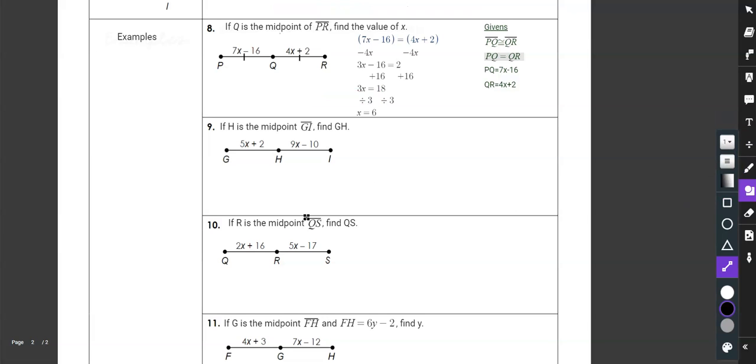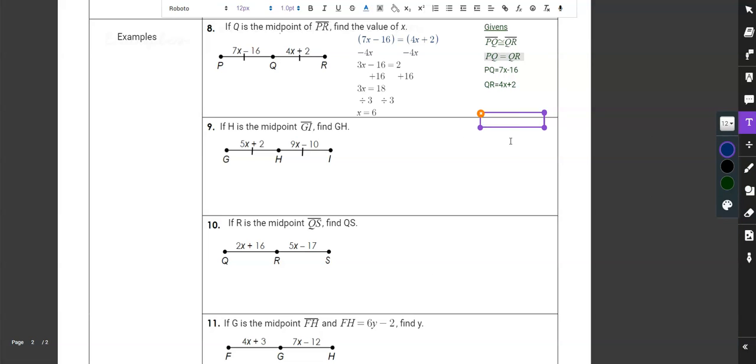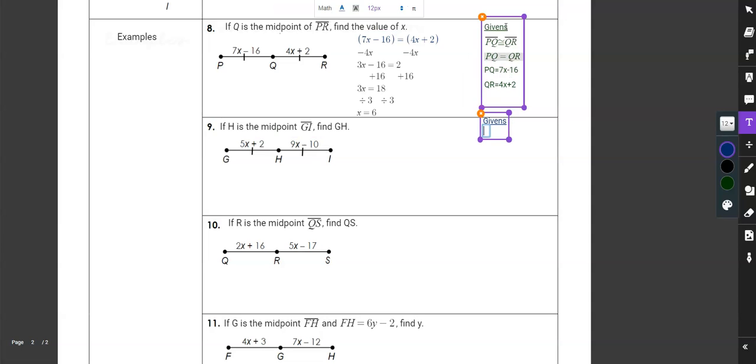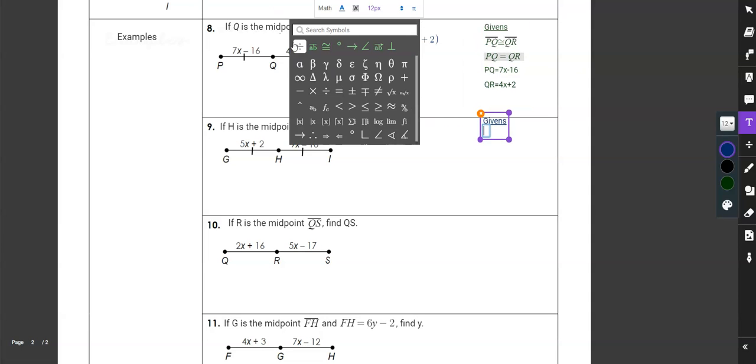All right, if GH is the midpoint of GI, then find GH. So first off, we mark them congruent because they are congruent. And we're going to go ahead and list our givens. Our givens right now are that since H is the midpoint of GI, that means GH is congruent to HI. So let's go ahead and put that in there.